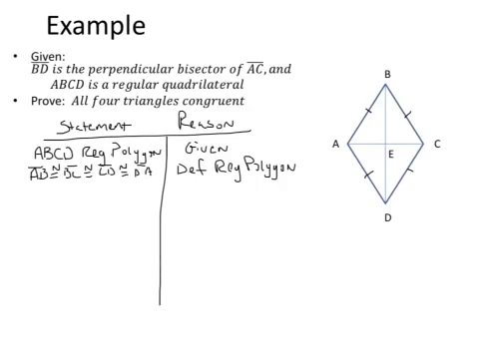Now, we also know that BD is the perpendicular bisector of AC. And that's a given. So since BD bisects AC, that means that AE is congruent to EC. And that's by definition of bisector.